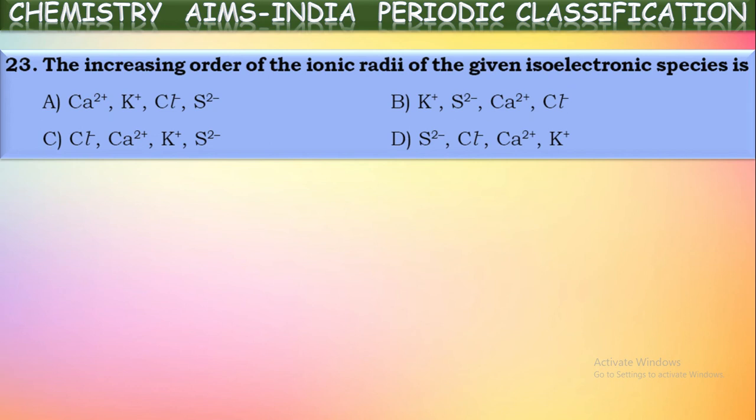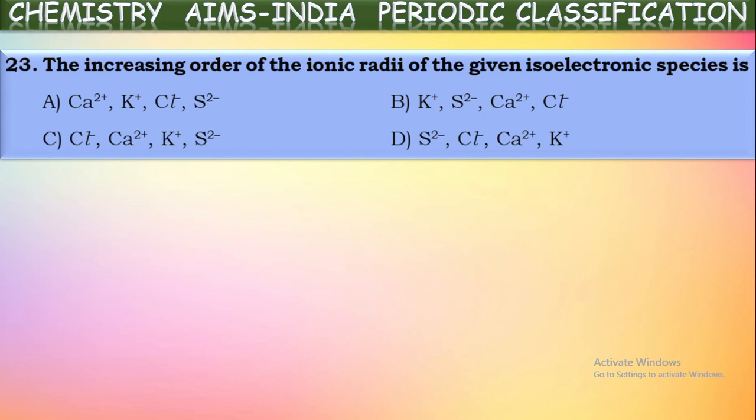Okay. Next, the increasing order of ionic radii of the given isoelectronic species is. See the relation between the elements in these options. All options contain the same ions. If you observe the relation between all of these, they are isoelectronic. In the question itself it is given as isoelectronic species. What does isoelectronic mean? The ions or atoms or molecules, simply you can say the species, which have the same number of electrons are called isoelectronic.